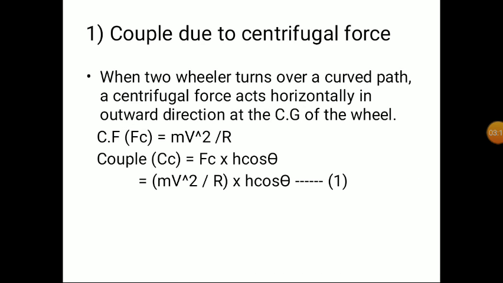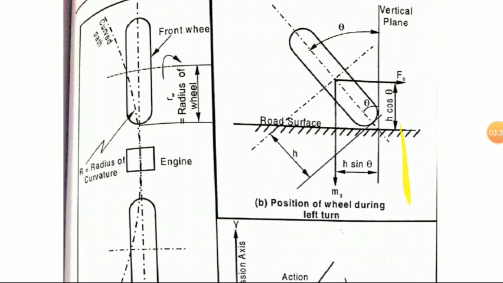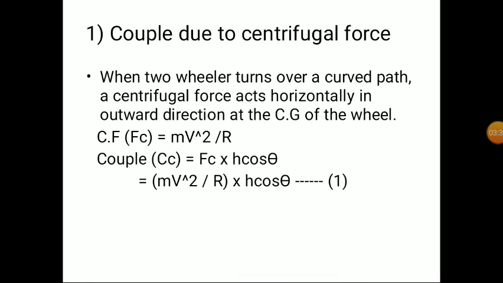First one, due to centrifugal force. When the two-wheeler turns over a curved path, a centrifugal force acts horizontally in the outward direction at the center of gravity of the wheel. This we already discussed for the four-wheeler also. We have already marked Fc in the outward direction: the vehicle is turning left, and Fc is marked towards the right. The centrifugal force is equal to mv square by r. So the couple is Fc into h cos theta.